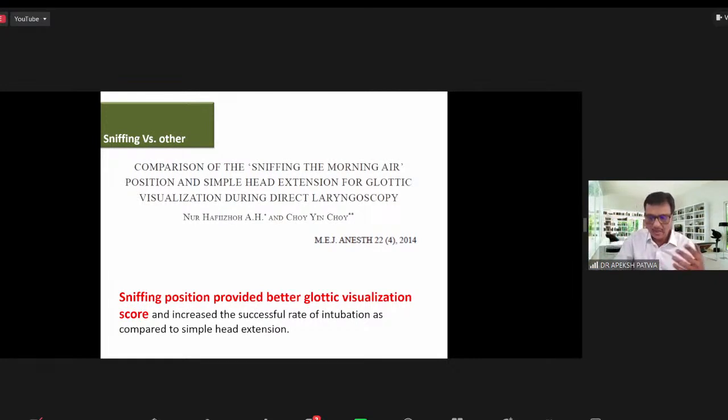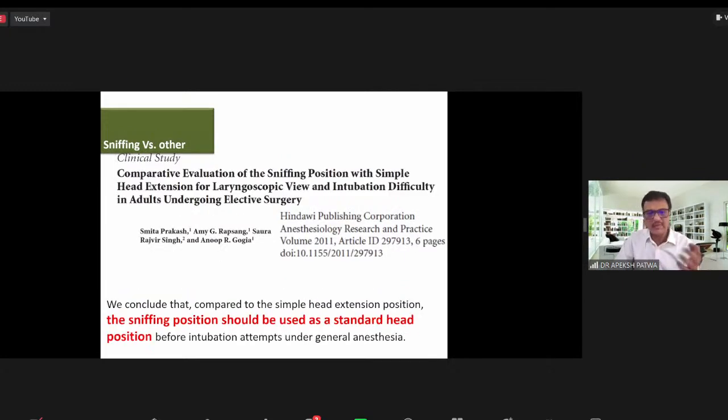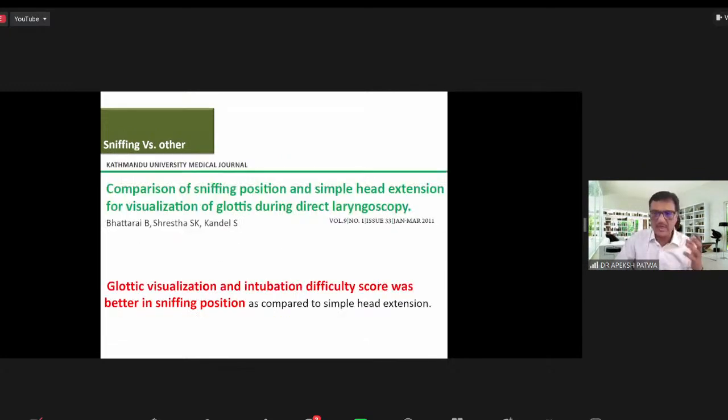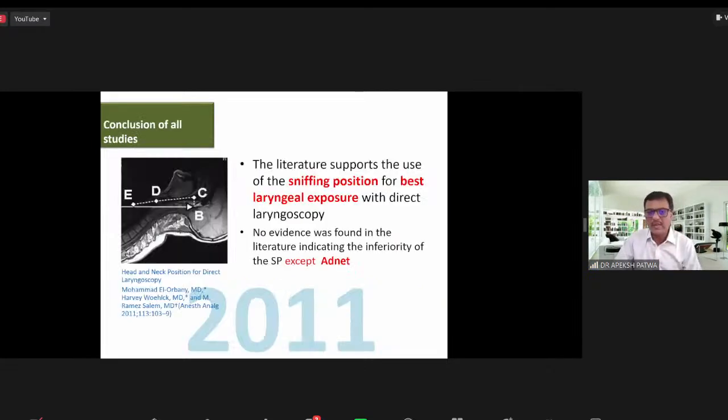So if you look at the Malaysian journal, the Hinway publication, the Kathmandu journal, whatever journal you take, if you take Anaesthesia journal, whatever, most of the journals are supporting the sniffing position for better laryngeal view. So that's the conclusion of most of all studies. Sniffing position provides the best laryngeal exposure. Whether it aligns the axis or not is a different matter.